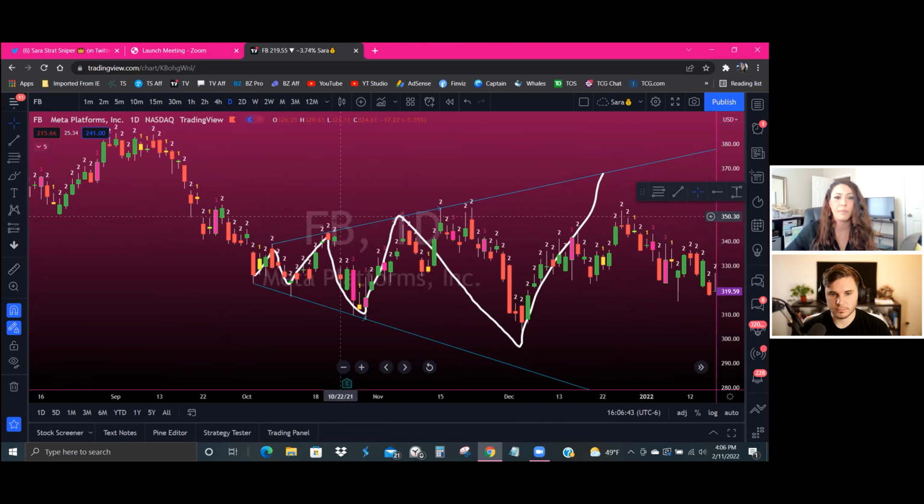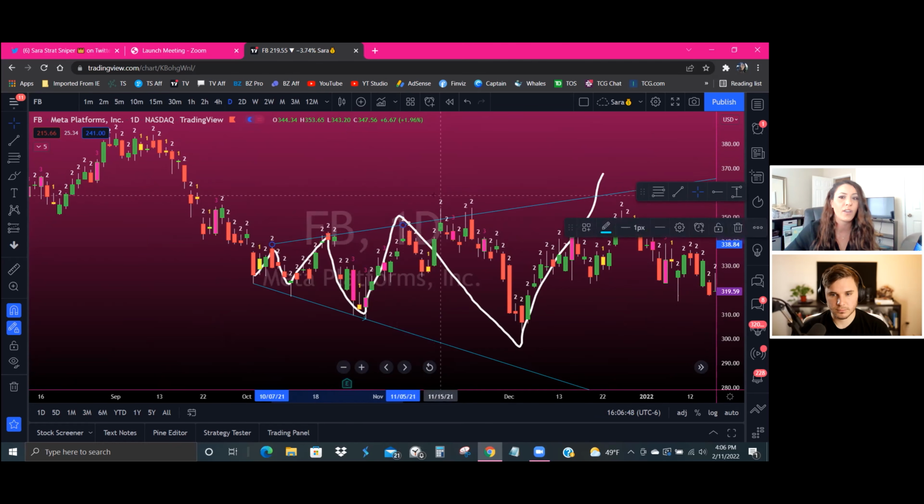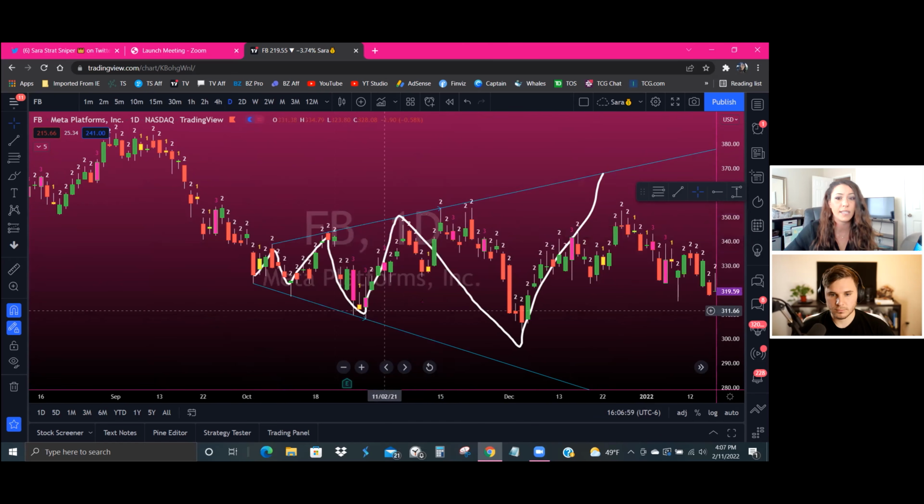It doesn't have to be picture perfect. If a candle wick goes outside of it, whatever, the point is you made a new high compared to the previous high. Is it sustainable? In this case, no, never. It never was able to sustain itself.